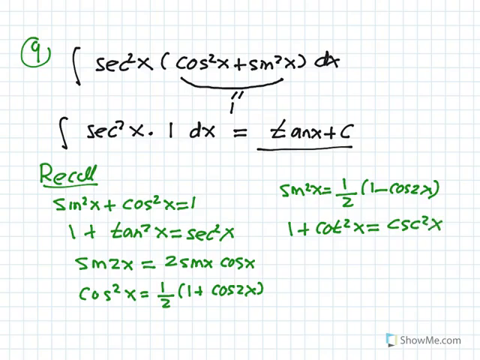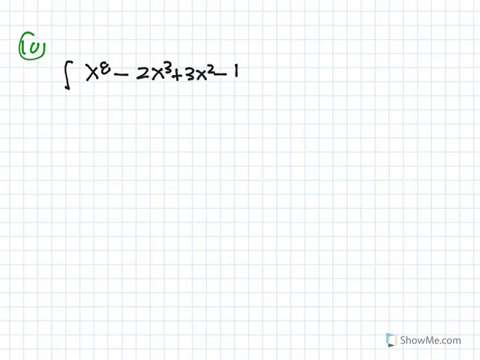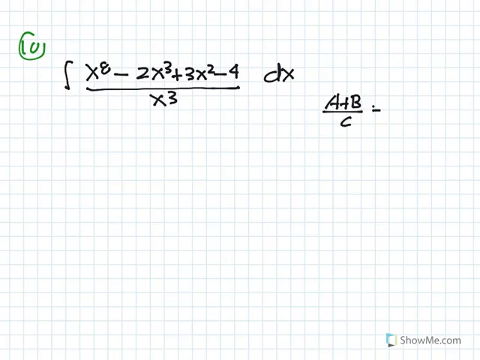All right, let's look at number 10. Here we have the integral of x to the 8 minus 2x cubed plus 3x squared minus 4, divided by x cubed. This may seem like a tough integral, but it actually is not, because we can just divide this through using a property of algebra. A plus b divided by c is a over c plus b over c.